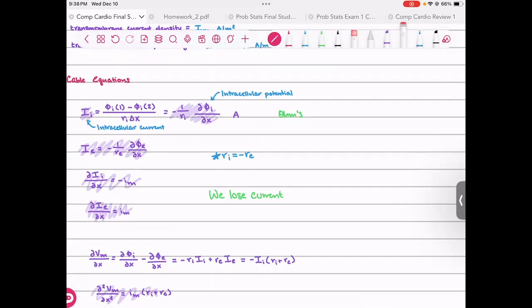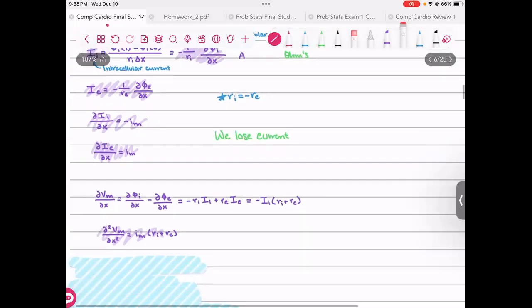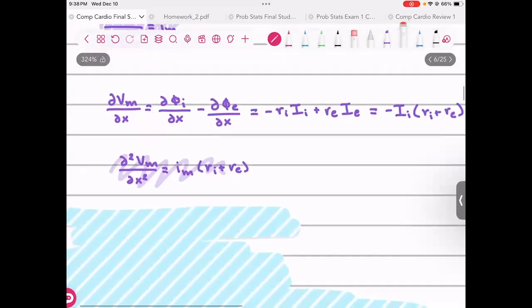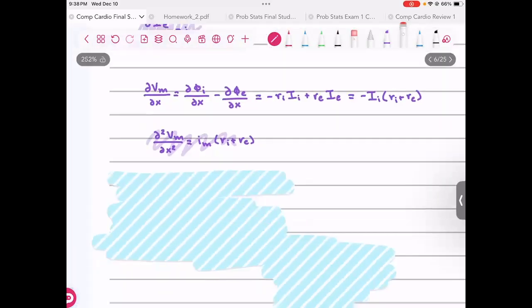And then that dIi, the change in the current by change in space, is equal to negative Im. You're losing current there, but then you're gaining it on the extracellular side. And then if you take the second derivative of both, you're going to get the Im equals Ri plus Re coming over.